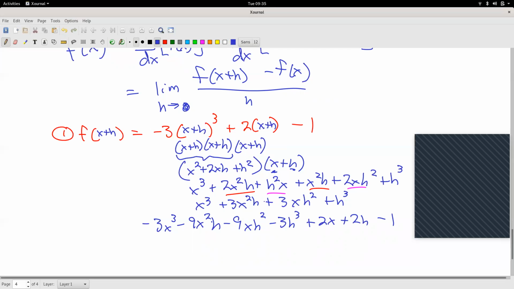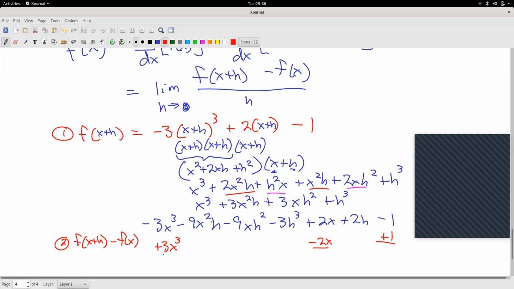Then we have to do the subtraction. And to do step two here, I'm just gonna line up some like terms. So step two here is where from the f of x plus h, we subtract the original function f of x. And so underneath here, I'm just gonna write the relevant things. I'm subtracting f of x. So if I take away a negative 3x cubed, that's going to be a plus 3x cubed. And then I got to take away a 2x, so I'll line that up over here. And then I have to take away a negative 1, which is a plus 1.